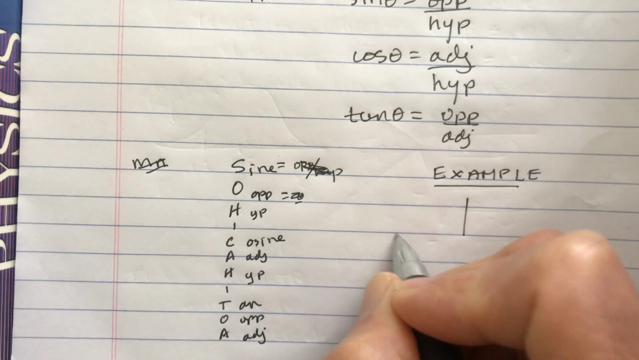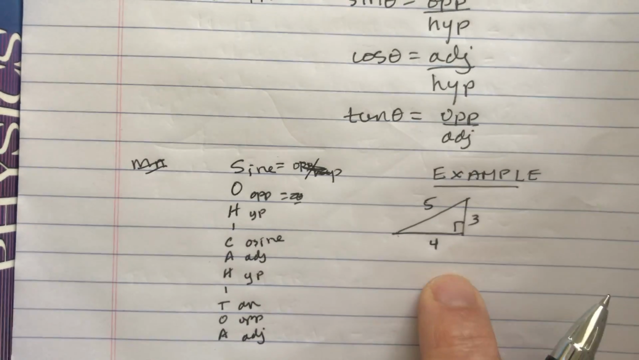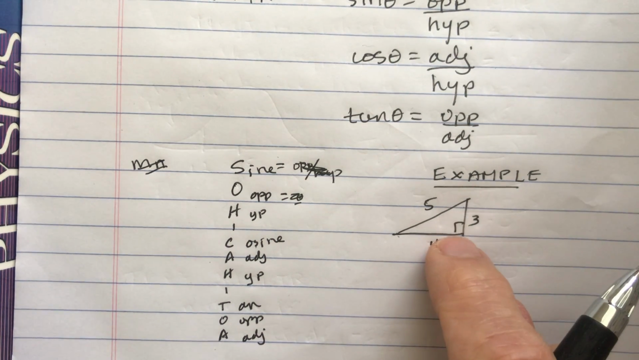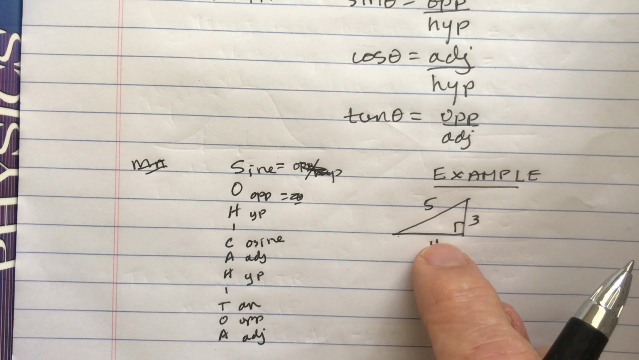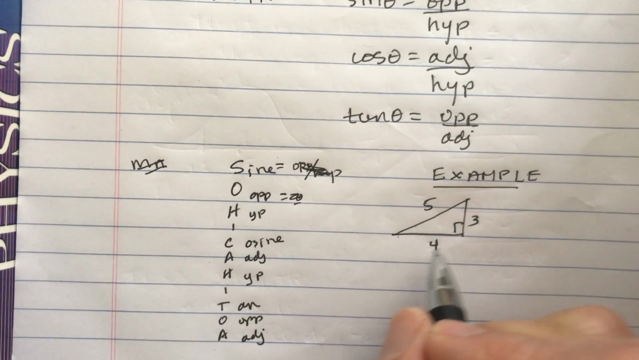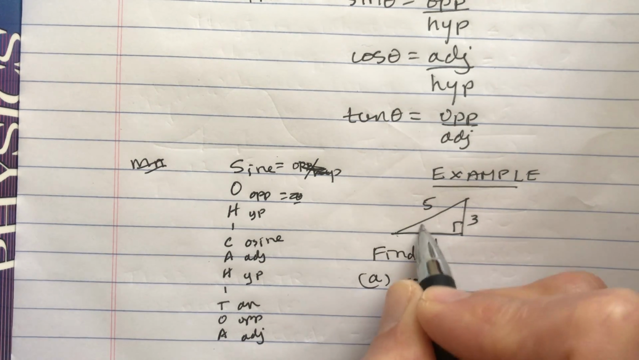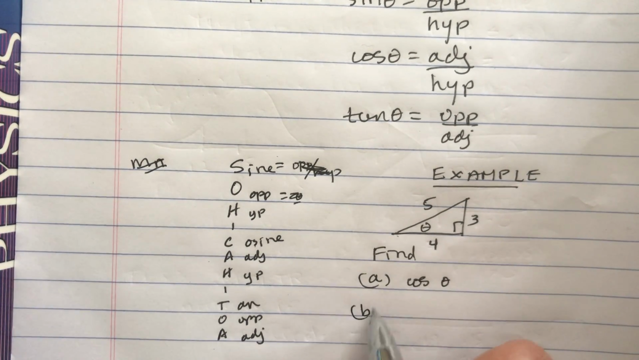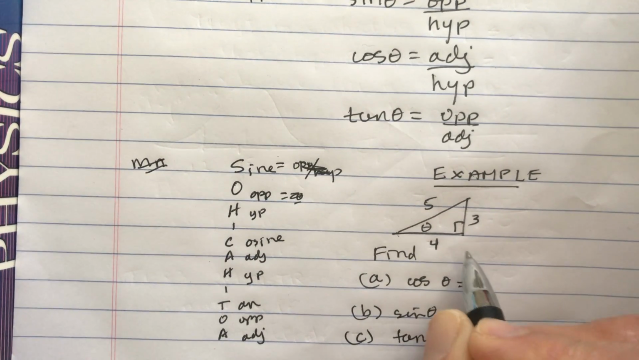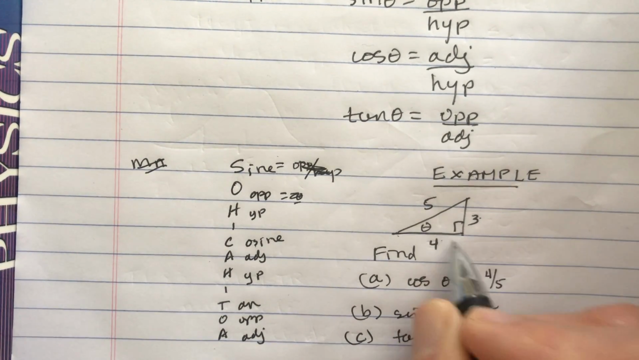I'm going to write this right triangle here, and one thing to keep in mind is that these numbers aren't entirely just made up. I mean, they are, but they have to follow the guidelines of a right triangle in that they have to satisfy the Pythagorean theorem: a squared plus b squared equals c squared. And we see that that does in this case. So let's find cosine theta, sine theta, tan theta. So it's adjacent over hypotenuse, opposite over hypotenuse, opposite over adjacent.